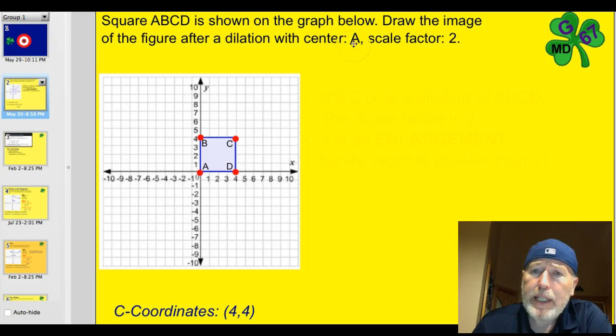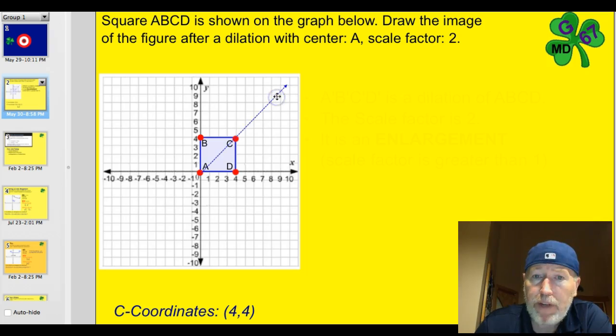Now it has a center of A, so that means point A is going to stay fixed. If we double each of these sides and point A stays fixed, we're going to stretch it out like this, right? So our new point D, we'll call it D prime, if this is at (4, 0), would have to be over here at (8, 0). And B prime would be up here at (0, 8), right?